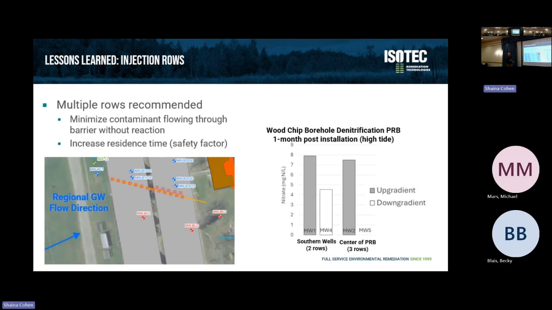Similarly, this is one of the borehole PRBs where we had 2 rows versus 3 rows, and 2 rows reduced the nitrate by nearly 50%. That's great, reducing your nitrate 50% right at the shoreline of what's going into this eutrophic harbor. But the 3 rows of barriers knocked it down to non-detect concentration. So we just saw less likelihood of flow through and probably a little more residence time as well.